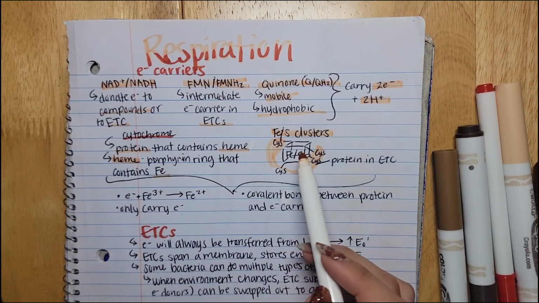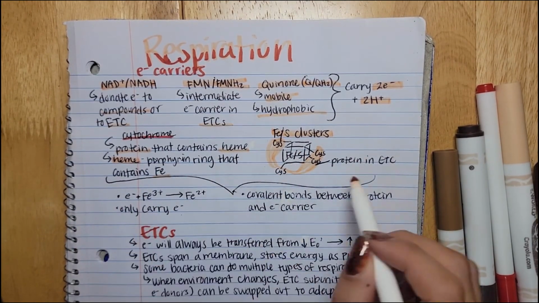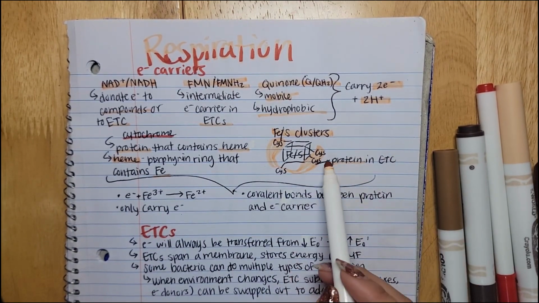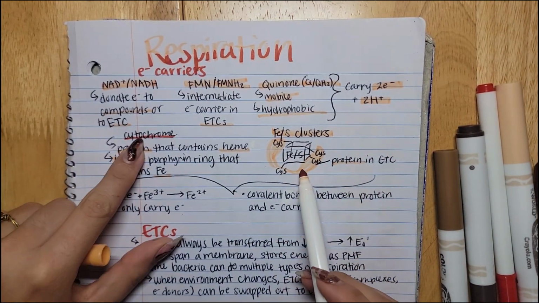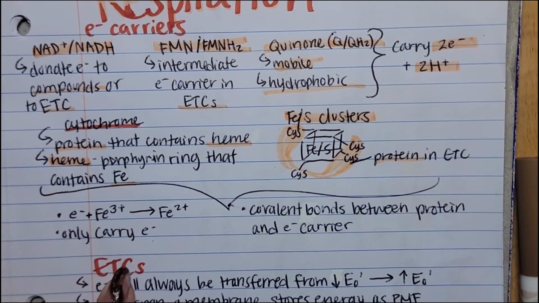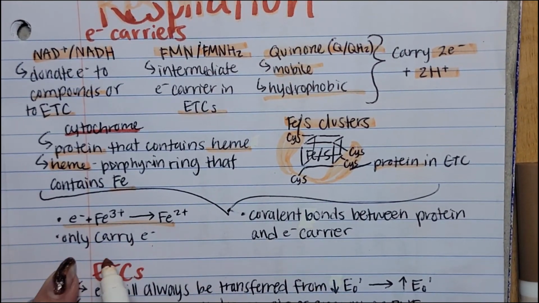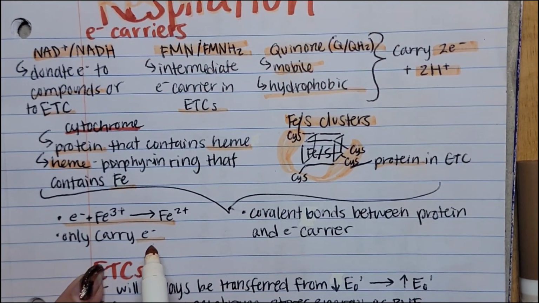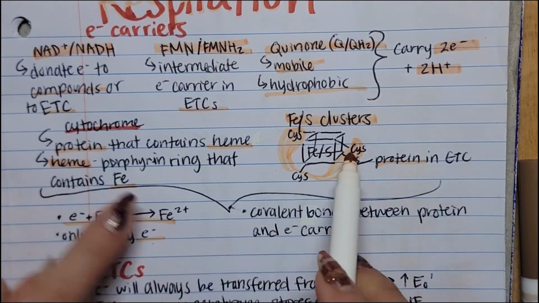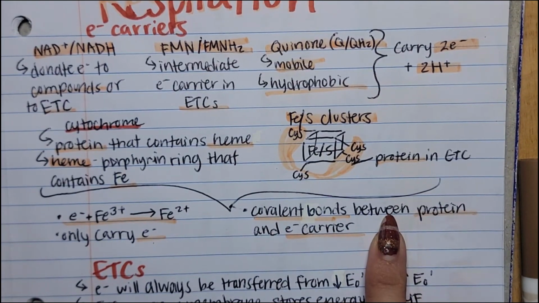But also something that contains iron is our iron sulfur clusters, which are similarly to a heme, connected to a protein in the electron transport chain. So this exterior protein is very similar to cytochrome in that way, in that inside it has this electron carrier molecule with iron, and in both of these, iron 3 gets reduced to iron 2, and they only carry electrons. They don't also carry protons like the other ones we were talking about. And our electron carriers with iron here are connected with covalent bonds to the protein in the membrane.